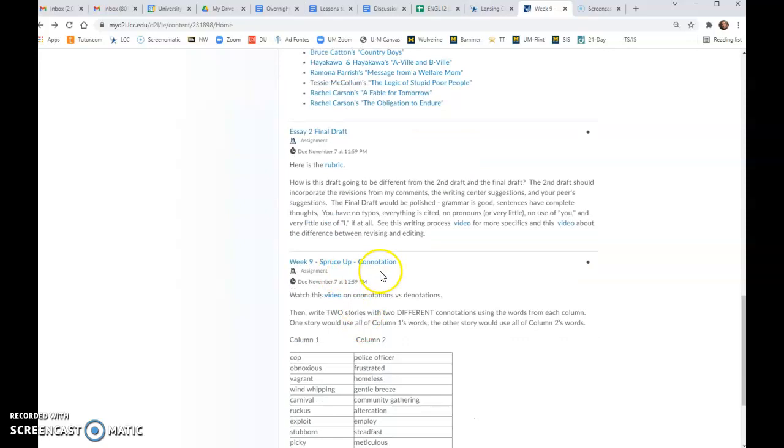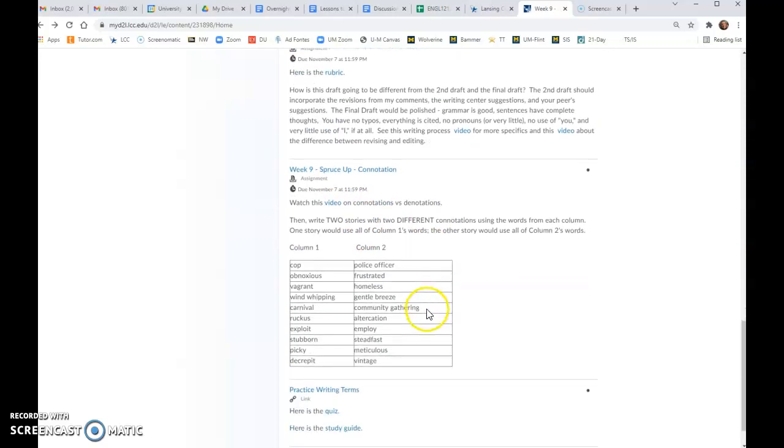Our spruce ups this week is about connotation, and you're going to write 2 different stories. Don't get all in a knot, they're really easy. You're going to use all the words from column 1 to write one quick story. And then you're going to write a different story using all the words from column 2.